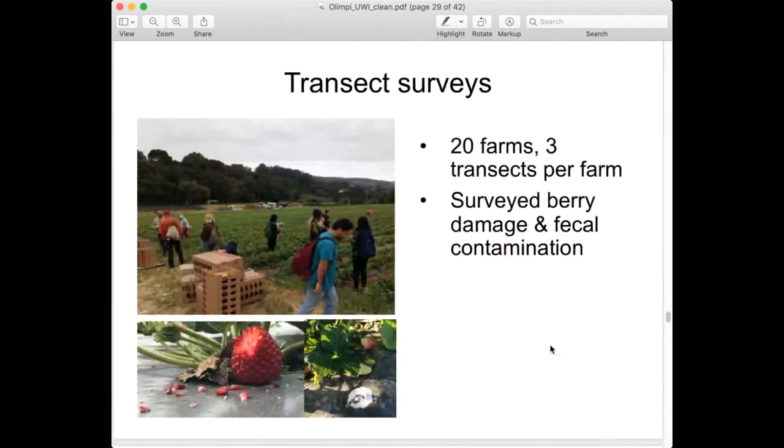We also used transect surveys to answer questions about berry damage and fecal contamination. So on 20 farms, we did 3 transects on each farm. And the transects allowed us to really get a good idea of berry damage because you can see evidence of birds consuming berries even if damaged berries have been removed. So on that bottom left, you can see bits of strawberry fruit that are scattered across the plastic tarp. And they will stick there and remain long after that damaged berry that's been picked out by a bird has been removed. Next slide, please.